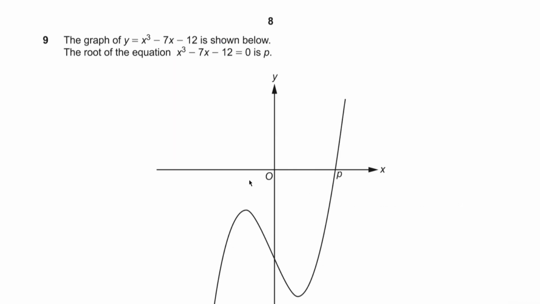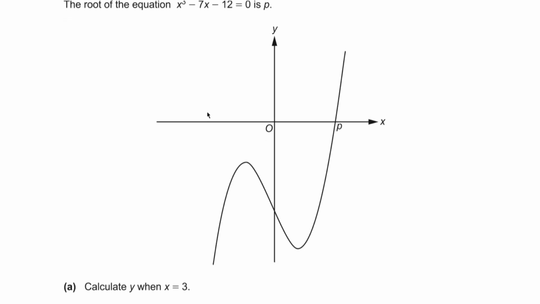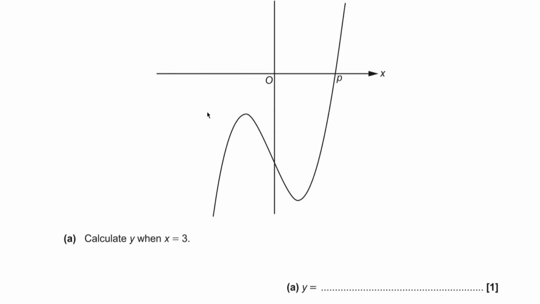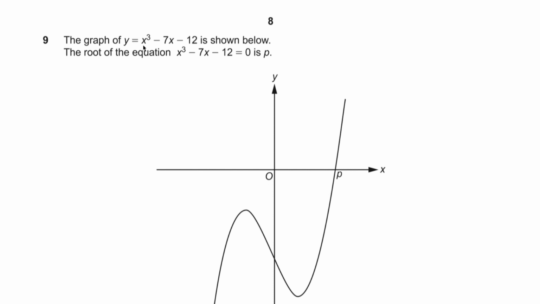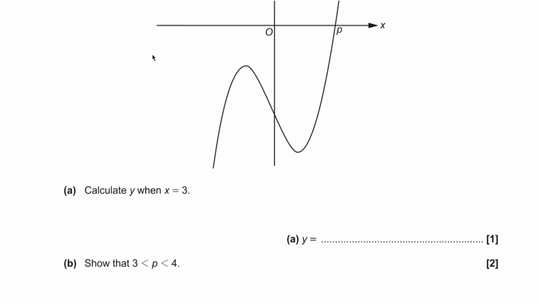Question number 9. The graph of y equals x cubed subtract 7x subtract 12 is shown below. The root of the equation x cubed subtract 7x subtract 12 equals 0 is p. Part A, calculate y when x is equal to 3. So let's see what happens when x is equal to 3. We have to replace the x with 3.